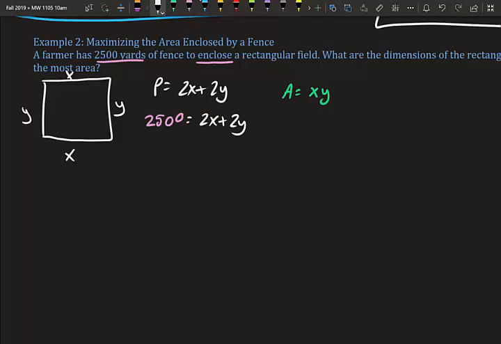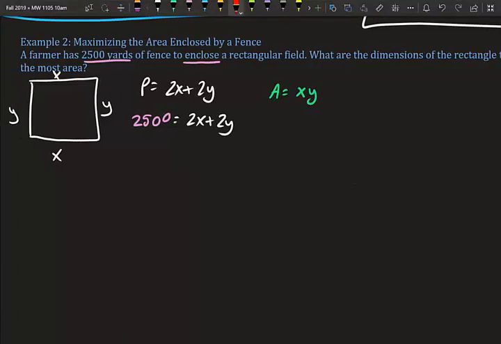So we know we need a quadratic out of this. How do we know we need a quadratic? Because it says most area. Remember, most means maximum. So we want to know what we can do to maximize the area. So we need to plug it into A equals x times y.